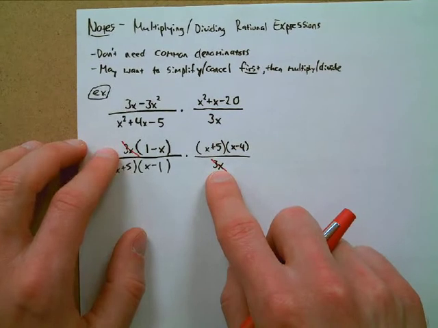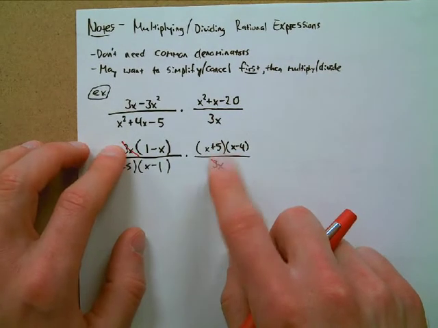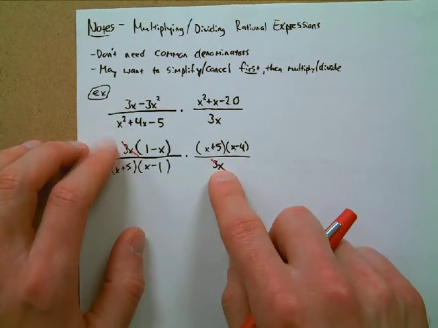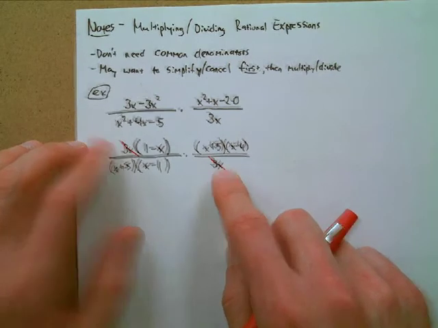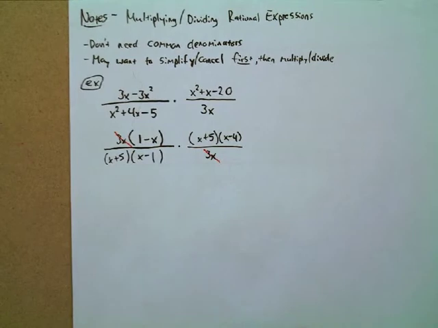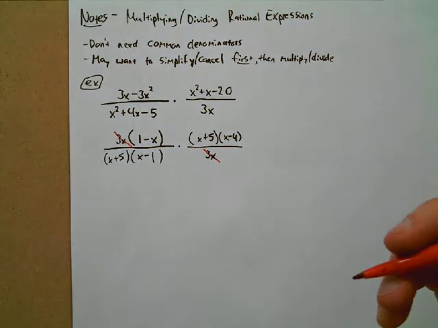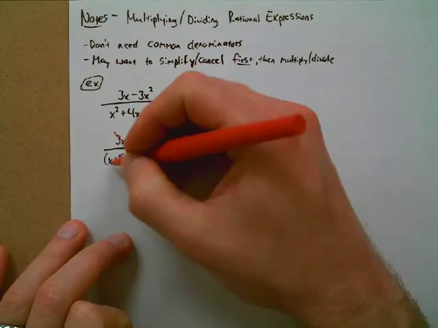The 3x here in the numerator and the 3x here in the denominator will eventually share the same fraction. One will be in the numerator, one will be in the denominator, and so that's why we can cancel them out. Okay? What else can also cancel out here? The x plus 5s, right? Exactly right. Okay, so those cancel as well.